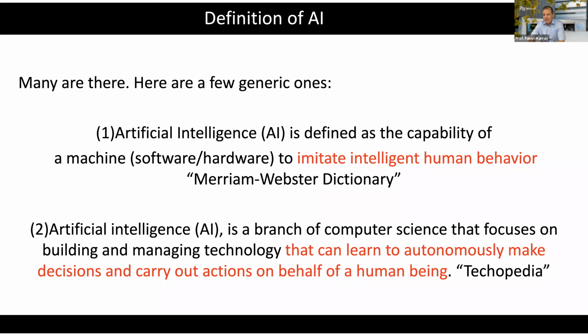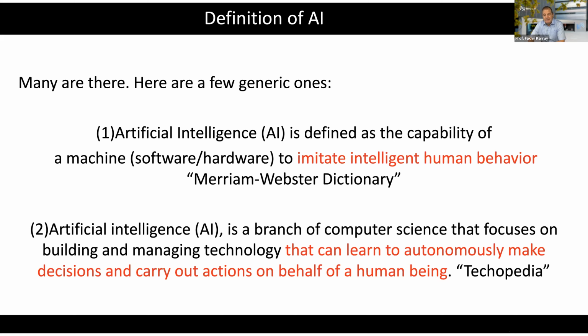And the intelligent human behavior is noted here in terms of perception, in terms of recognition, in terms of things that humans do in day-to-day life when interacting with each other or when interacting with particular objects. And these are the type of tools that people have been using and developing in the field of artificial intelligence. There is another definition, which is a little bit more technically oriented, and it is a branch of computer science that focuses on building and managing technology that can learn to autonomously make decisions and carry out actions on behalf of a human being.